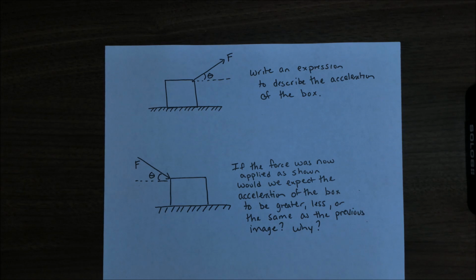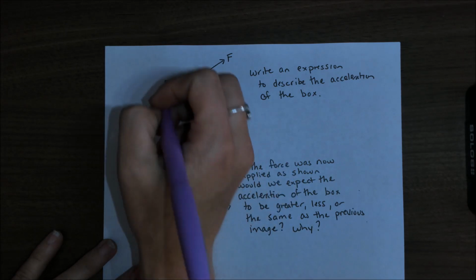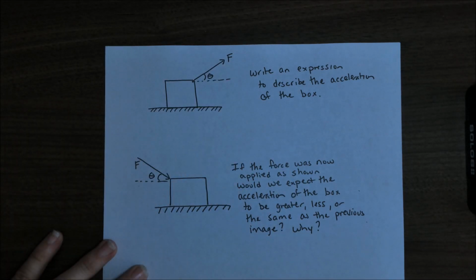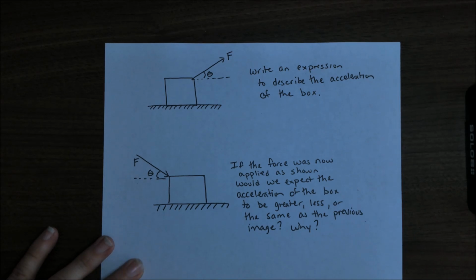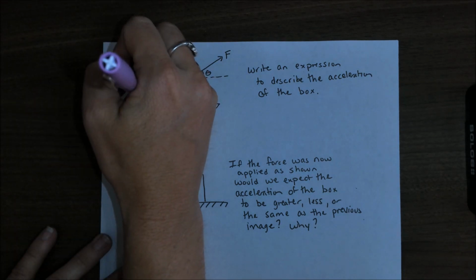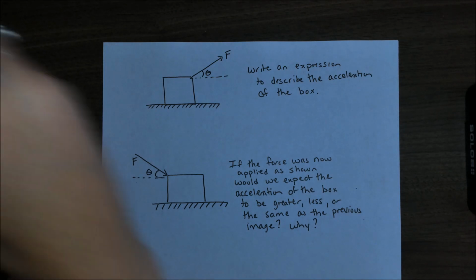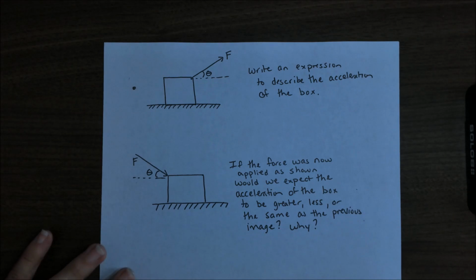In our first question, we have a box on a surface. Generally, when we see these lines, that implies that we probably do have friction. We're being asked to write an expression that describes the acceleration of the box. So as with our other ones, we want to identify the different forces that we have acting on our object. So we'll start with a free body diagram.